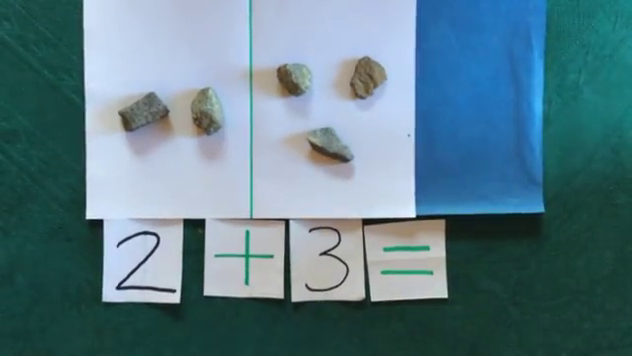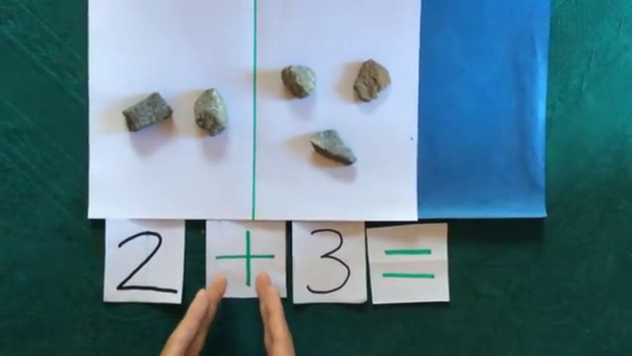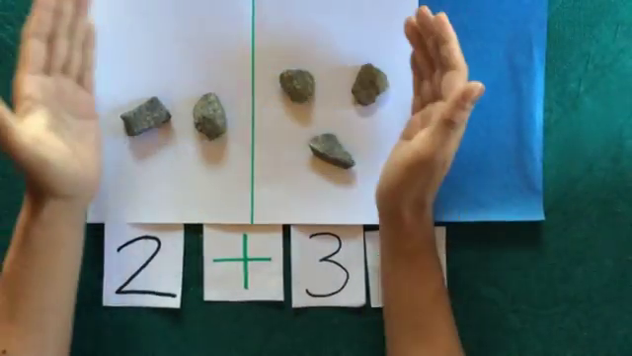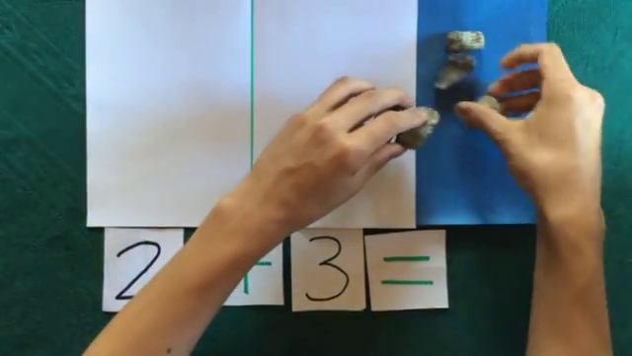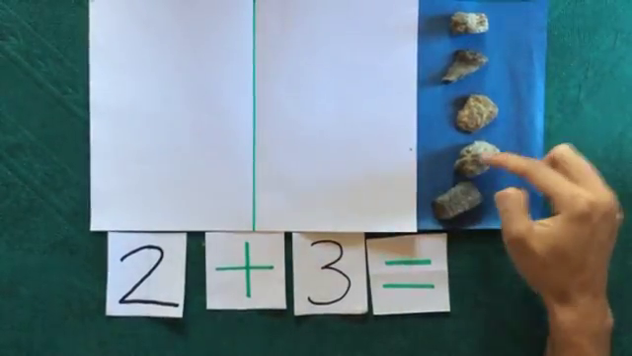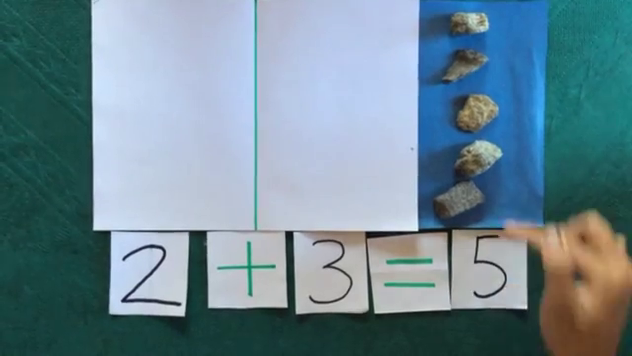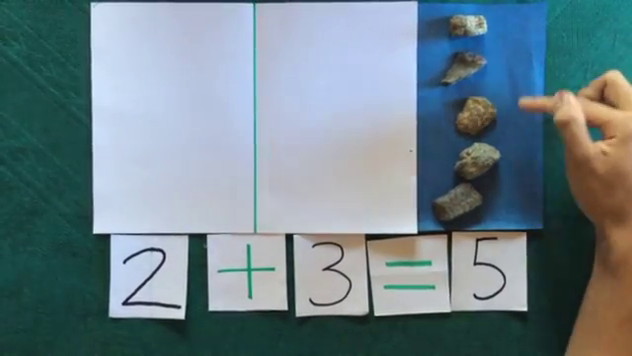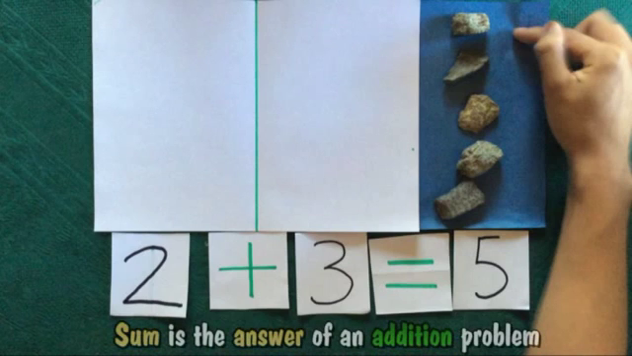And now, what do we do? We see the plus sign, so that means that we need to put them together. So I take the 2 piles, and I merge them into one, and I put them in our special box called the sum. 1, 2, 3, 4, 5. Great. Our sum is 5. Sum is the answer of an addition problem.